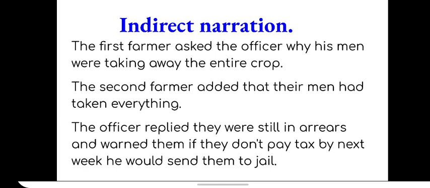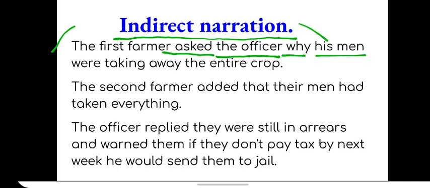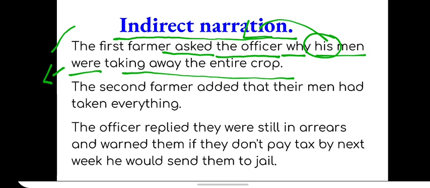Now, the indirect narration of the previous direct narration: the first farmer asked. So I added this word asked. The officer. So to whom did he ask? The officer. Why his men? So whose men? The officer's men. Why his men were, past tense, taking away the entire crop. So you see that the verb changes from present to past, and the pronoun your changes into his. The second farmer added that their men had taken everything. So their men, the men belong to the officer, and they had taken everything, past tense as well.